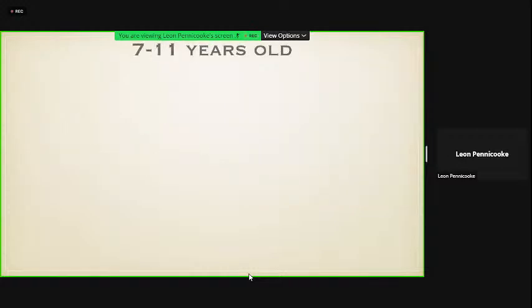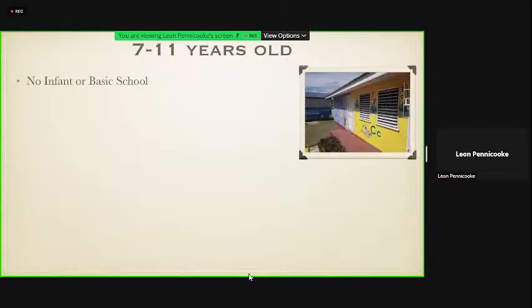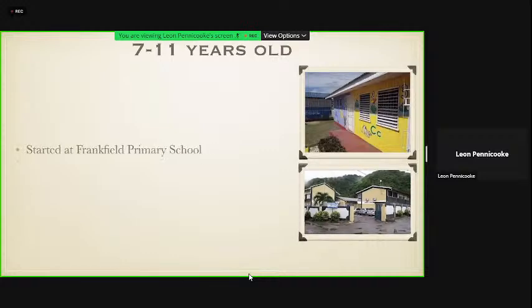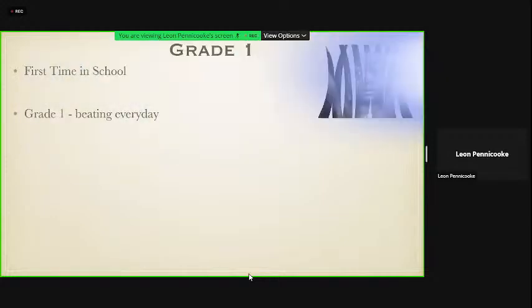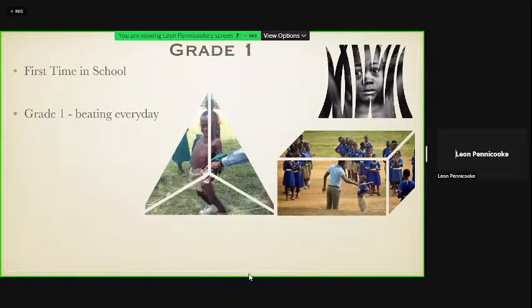I went to the Frankfield Primary School and I was very excited to go, but I quickly started to dislike school because school for me was all about beating. I was so scared to go to school because every day I knew that something was going to happen and I was going to get beaten. Partly because I didn't understand how to read or know anything about the letters of the alphabet or couldn't follow the instructions that the teachers were giving. And I was like a little beating stick.